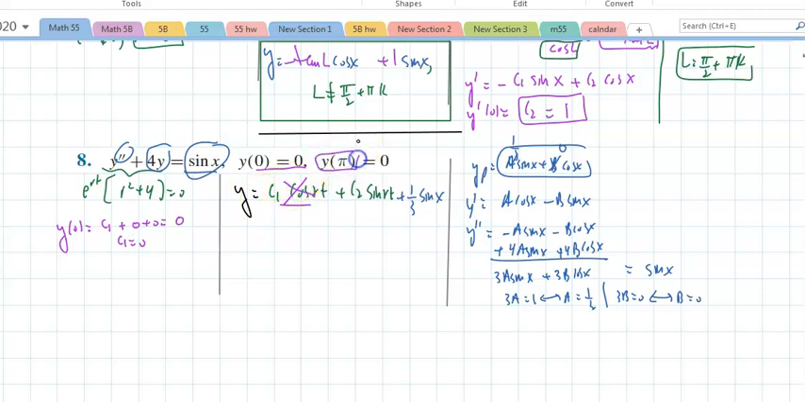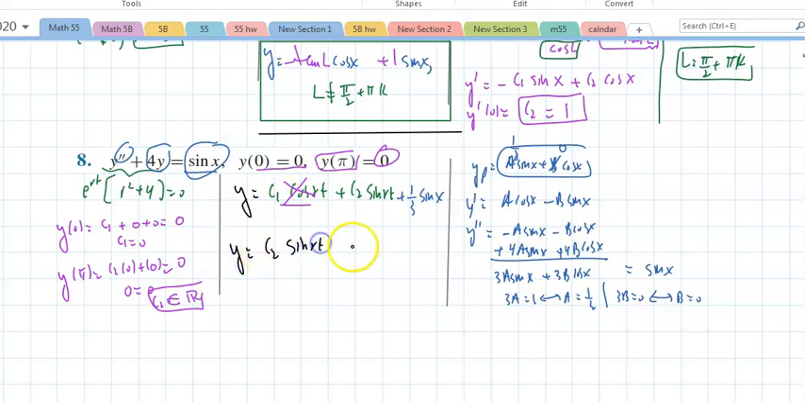And y of pi is going to equal C sub 2 times the sine of pi, which is 0, plus 1/3 times 0, which is a 0, and that equals 0, which indicates 0 equals 0. That means infinite amount of solutions. If you recall, that means C sub 2 is arbitrary. It could be any value, and that will still work. So the solution will be y equals C sub 2 the sine of 2t plus 1/3 the sine of x.